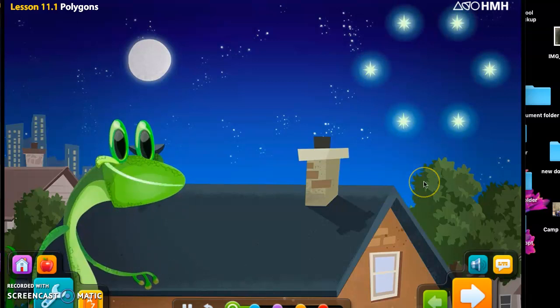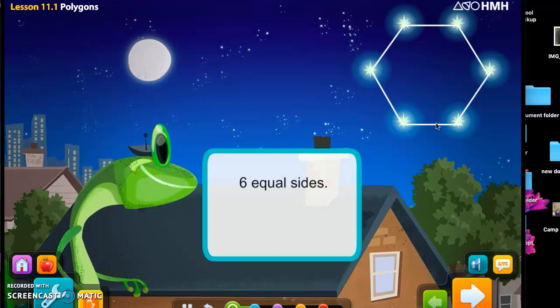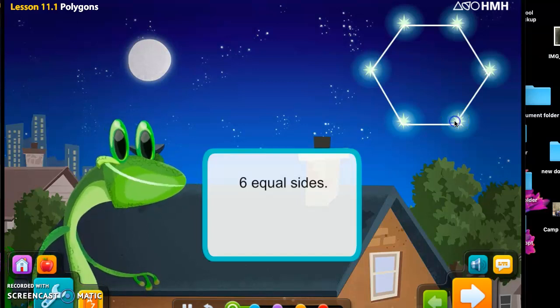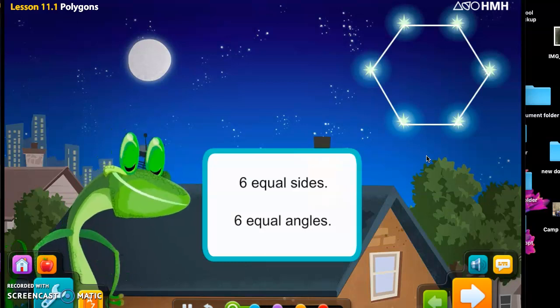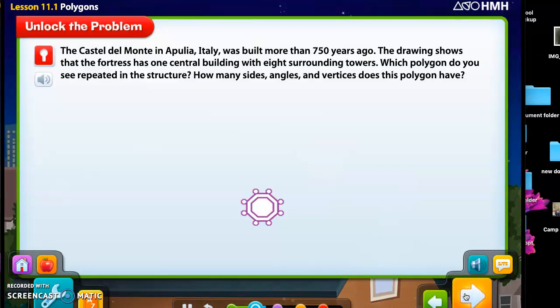Let's see. This shape has 6 sides, and it looks like they're all the same length. The shape also has 6 angles, and the angles look like they're all the same size too. Let's use tables to identify the repeated polygon in this fortress. Let's unlock this problem.